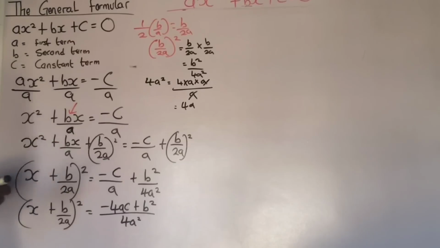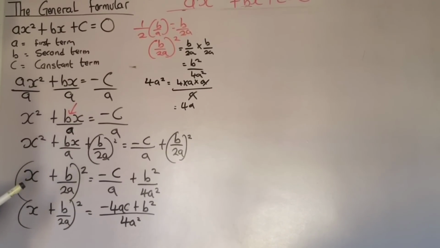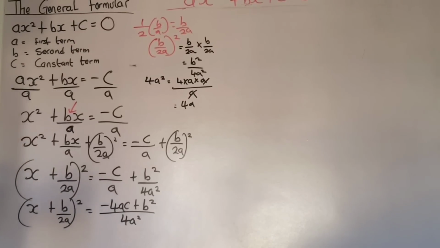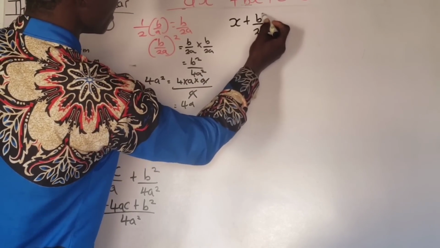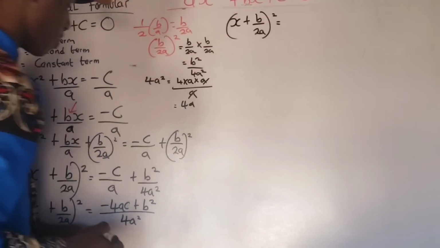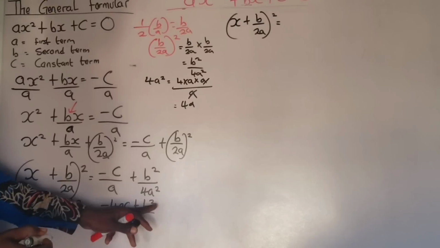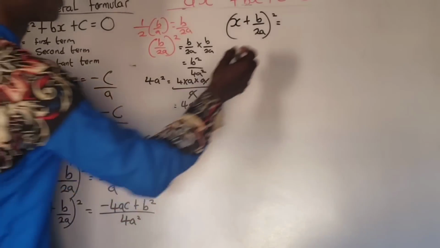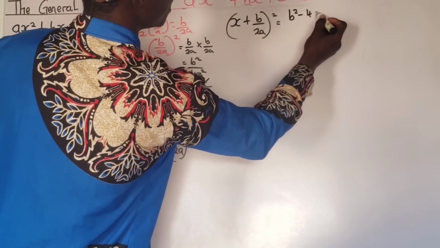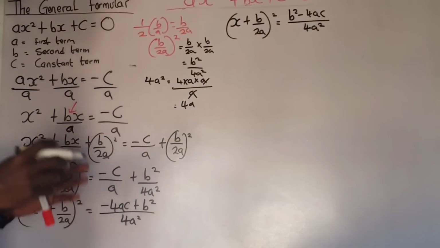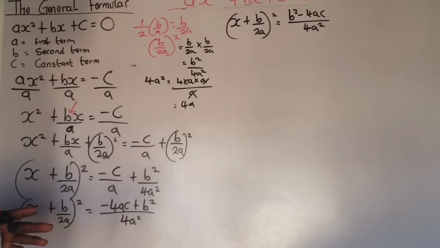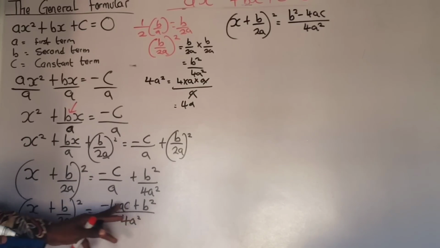Now, I can take the square root of both sides. So now let us proceed. For this, I'm going to have x plus b all over 2a squared equals to, I can rewrite the numerator as b squared minus 4ac. So I'm going to have b squared minus 4ac all over 4a squared. I've not done anything. I just write the numerator as b squared minus 4ac.